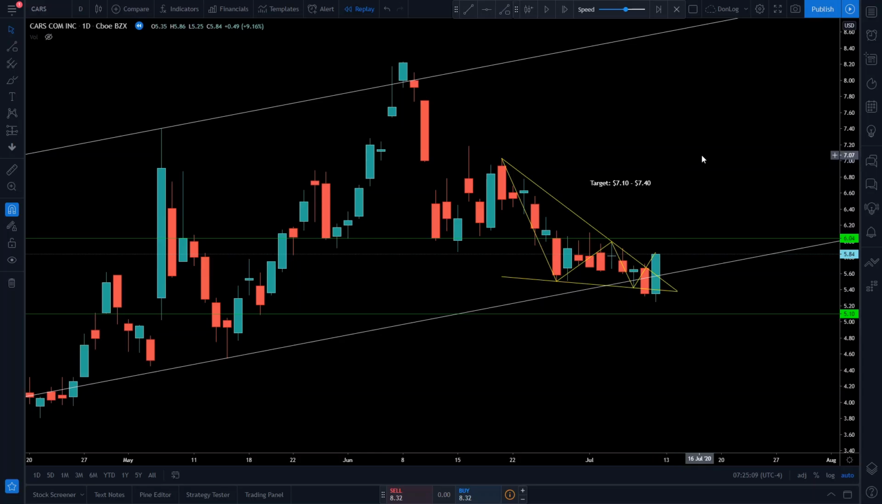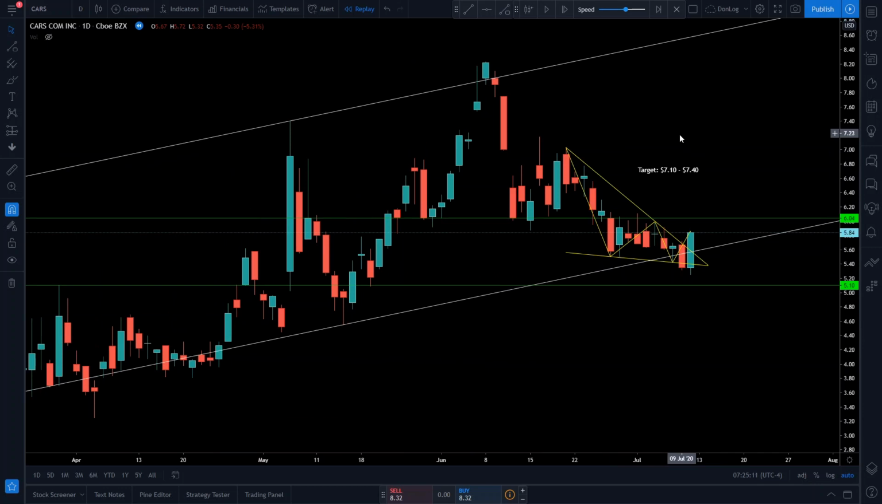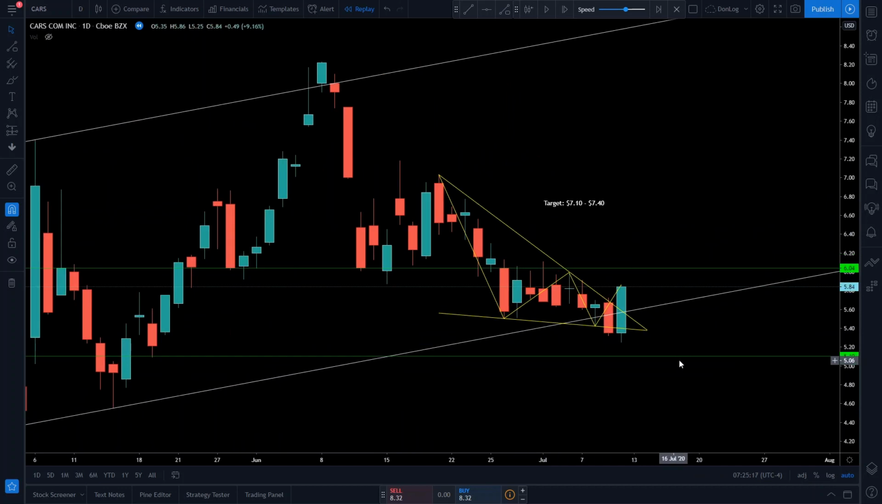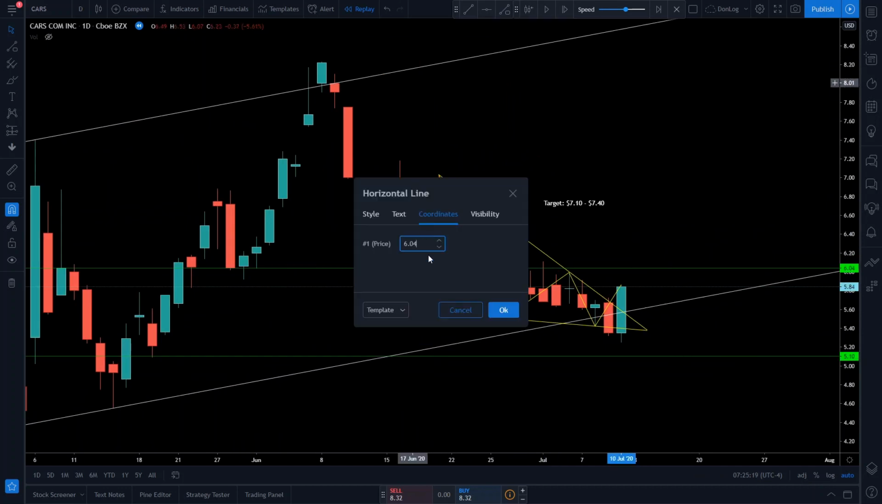All right, so here we are taking a look at cars. The prep is already done. We have our trend lines. You can see how we have a nice bottom trend line here, top trend line. We have support. We have our resistance here.